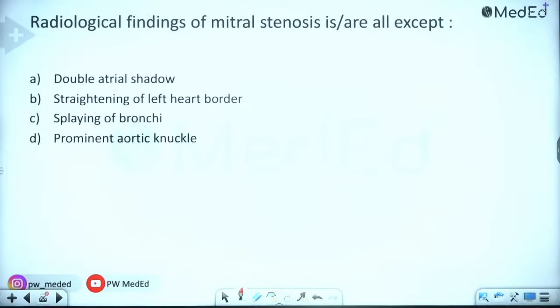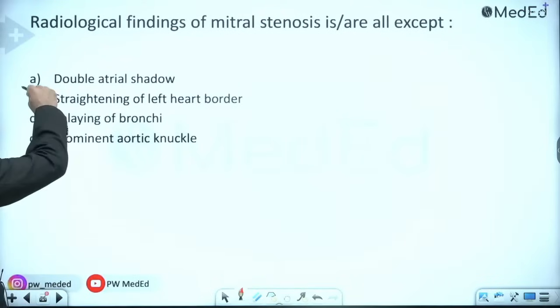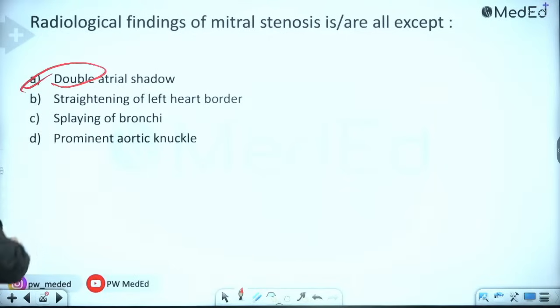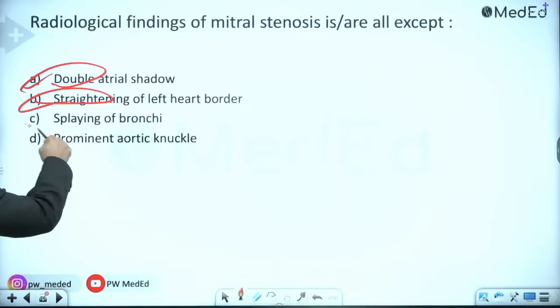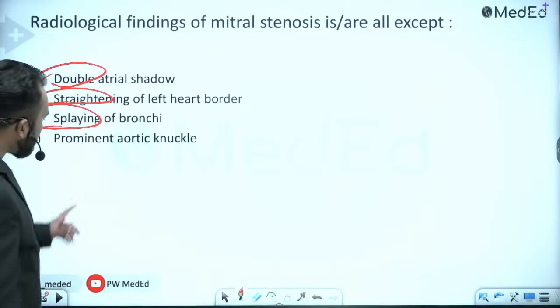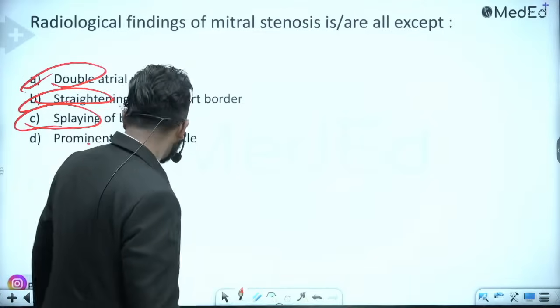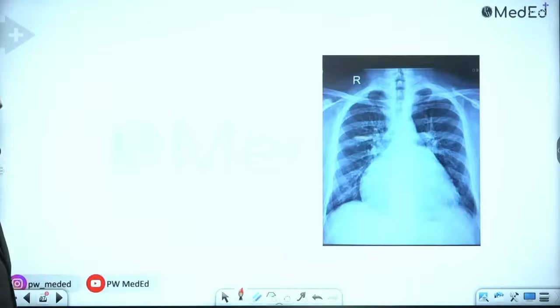Now let us have a look at a few acquired heart diseases. Radiological findings of mitral stenosis are all except: double atrial shadow, yes, this will be seen. Straightening of the left heart border, yes, it will be seen. Splaying of the bronchi will be seen. Prominent aortic knuckle will not be seen in mitral stenosis.